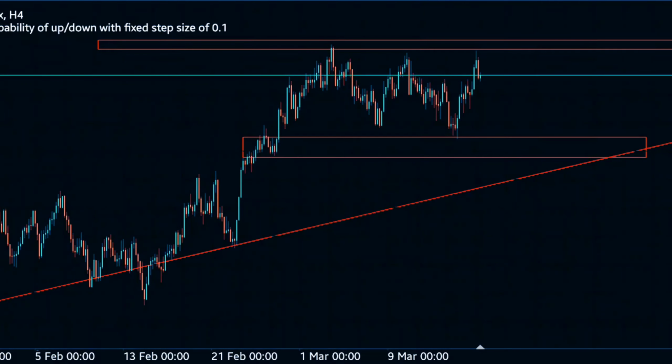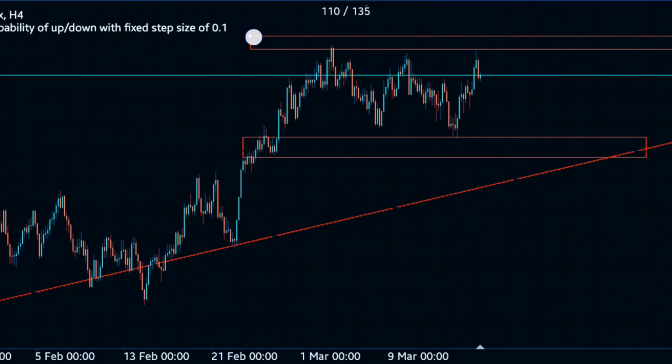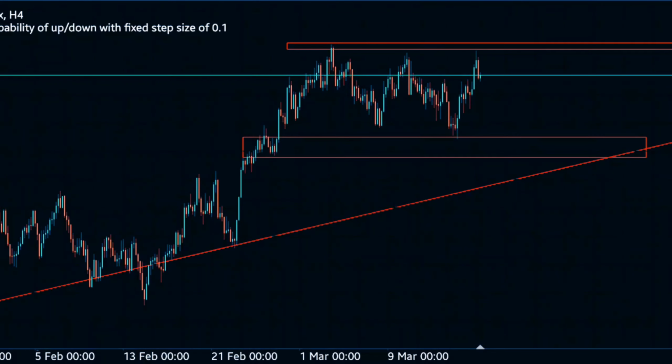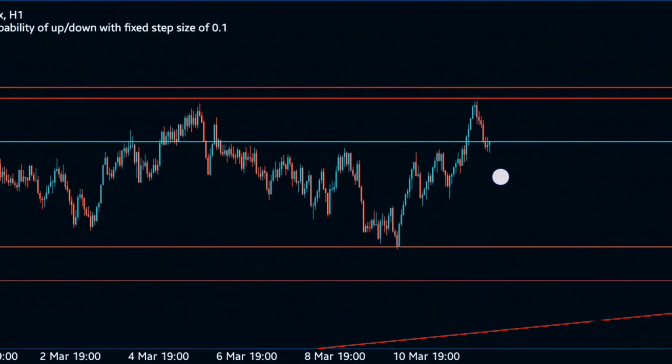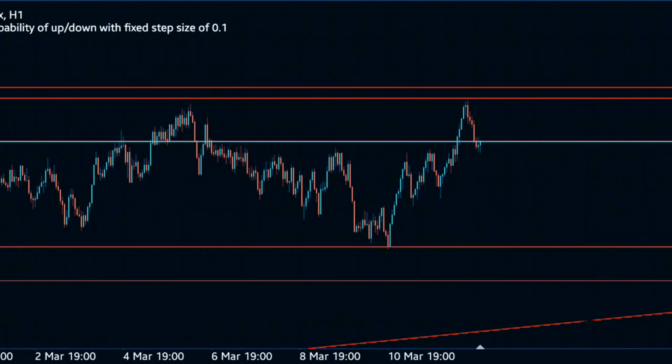All right, so this is 4 hour. We've established something. We are currently in a range. Now let's jump to the 1 hour. So what is the 1 hour saying? We are also bullish on the 1 hour, and you can easily spot it. Why? Price came in here from the order block.